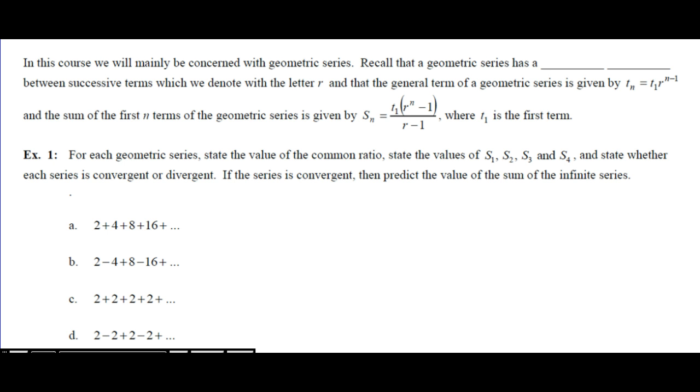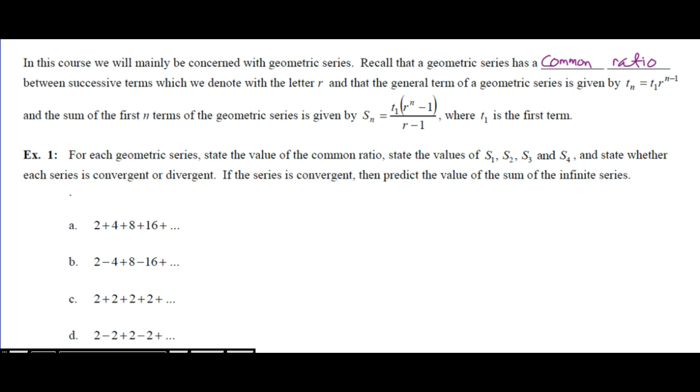In this course, we're mainly concerned with geometric series. So a geometric series has a what between successive terms, denoted by the letter r? Common ratio. So a geometric series has a common ratio. And the general term of a geometric series is given by t sub n is t1 times r to the n minus 1. Nothing new there. And the sum of the first n terms of the geometric series is given by s sub n is t1 times r to the n minus 1 over r minus 1, where t1 is the first term.